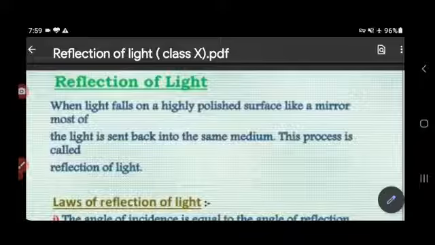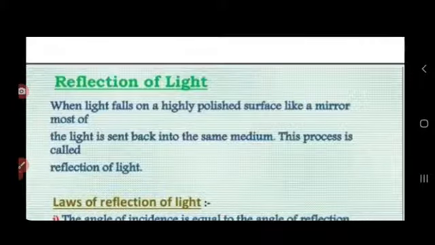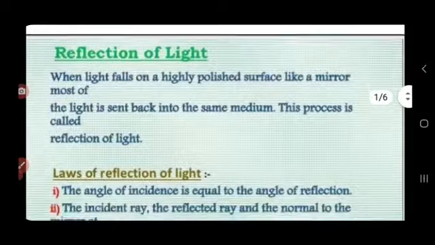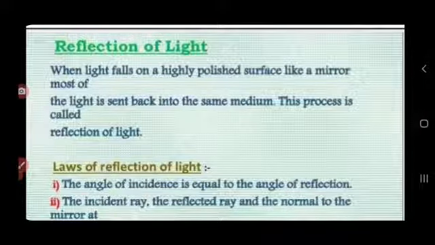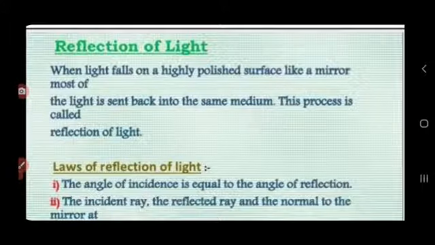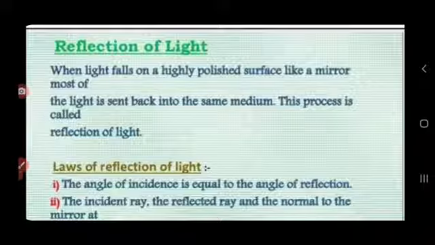Let us explain with some diagram. Suppose this is an obstacle like plane mirror. Light is coming from here. It strikes the mirror, and after striking, it is bounced back in the same medium, and this phenomenon is called reflection of light. Bouncing back of light in the same medium after striking an obstacle is called reflection of light.